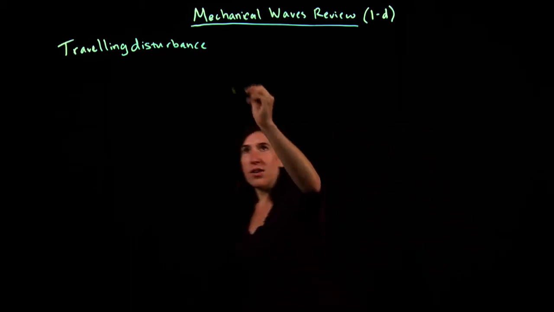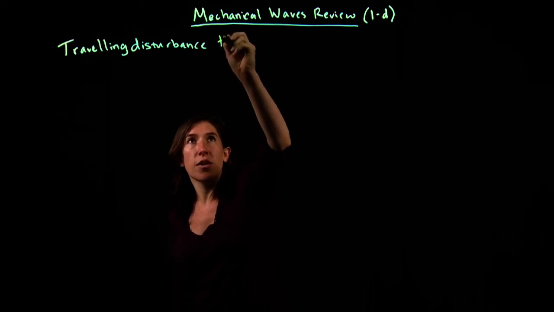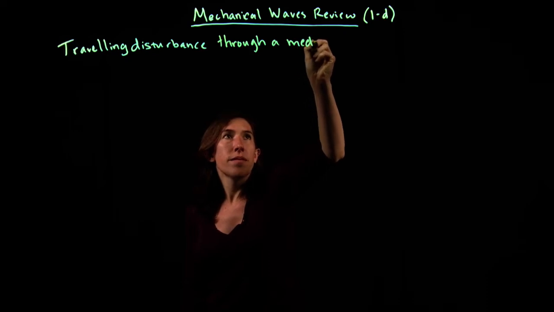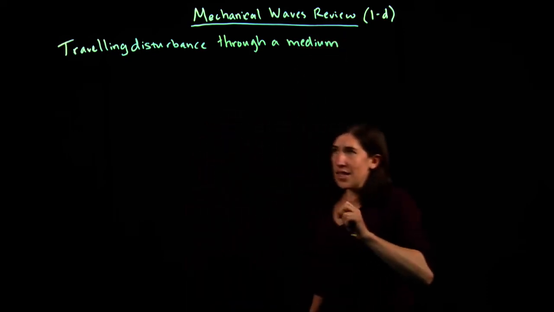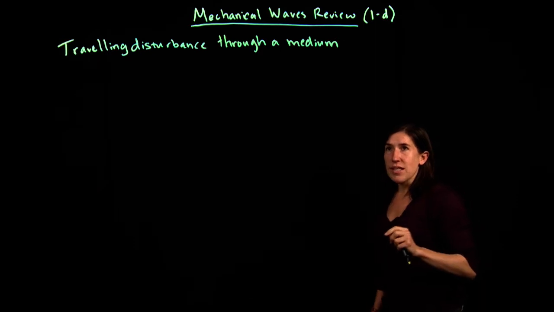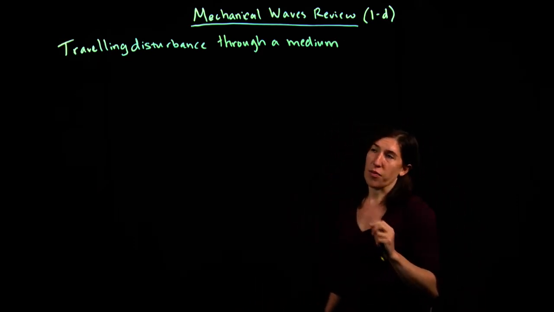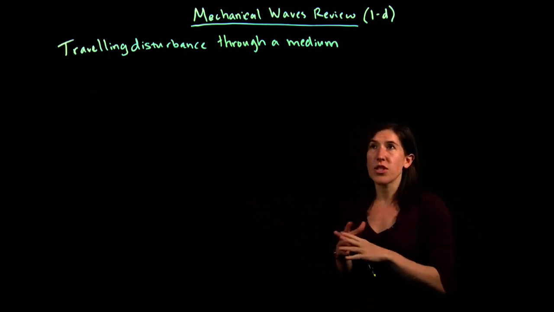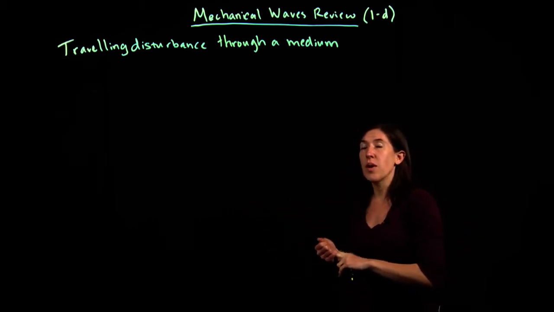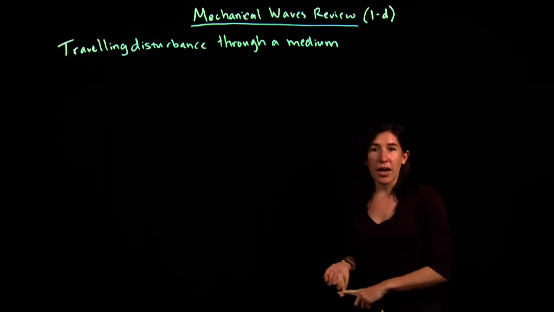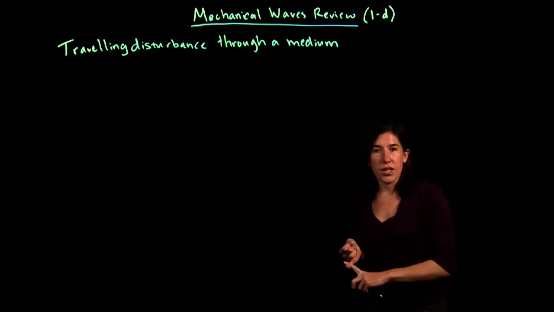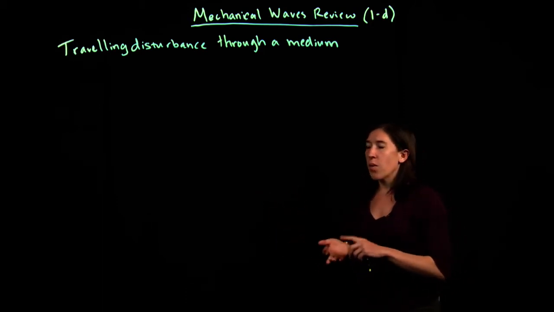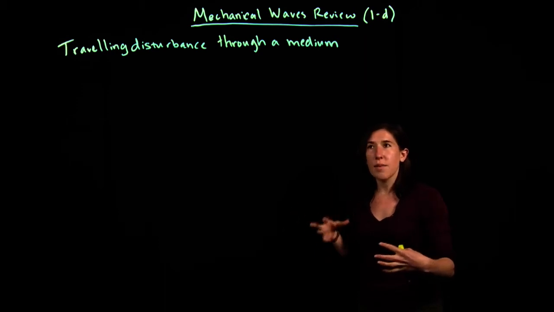I also said the word material, or rather, through a medium. That's because if it is just a traveling disturbance, it needs something to travel through. Mechanical waves are different from electromagnetic waves, which do not require a medium to travel through. Mechanical waves do require a medium. So we have a wave on a string, a pulse that you send down a slinky, and ocean waves where the water is the medium.